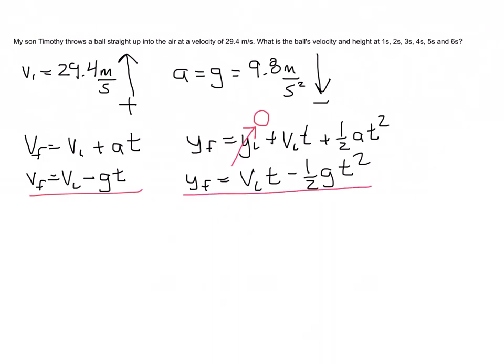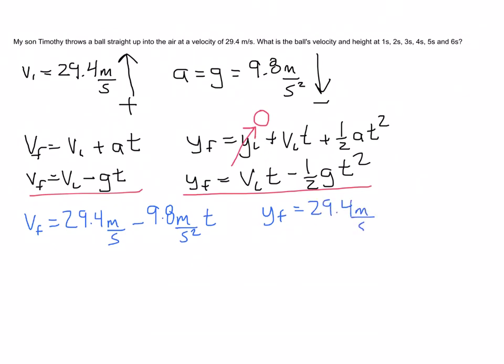So now I'm going to put in the values that I know. We're looking for the final velocity, and it's equal to 29.4 meters per second minus 9.8 meters per second squared times t. And over here, y final is equal to 29.4 meters per second times t minus, well, actually, we're going to do 1/2, so it is 4.9 meters per second squared t squared.